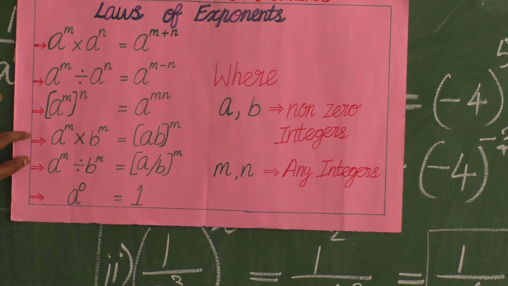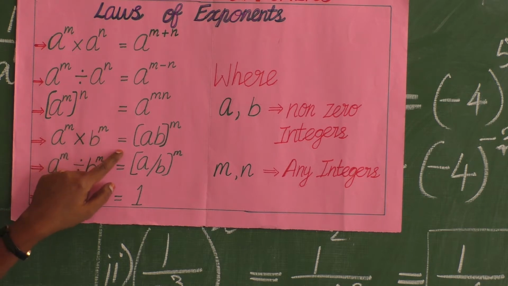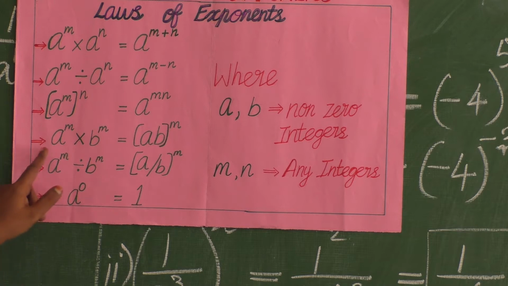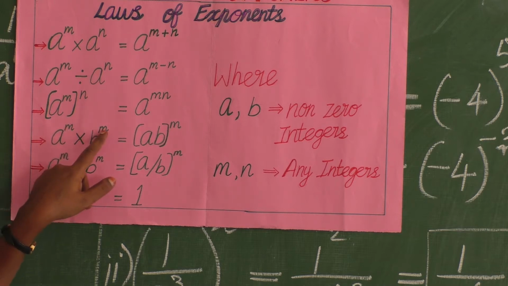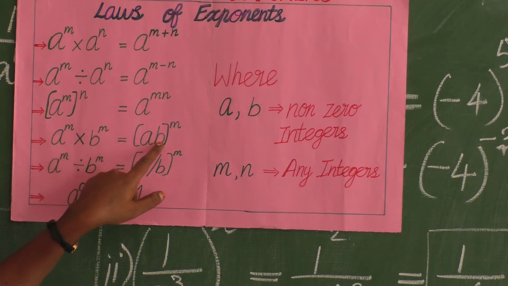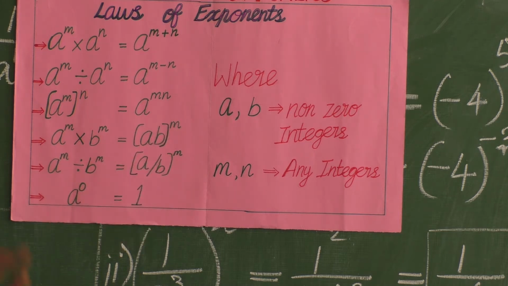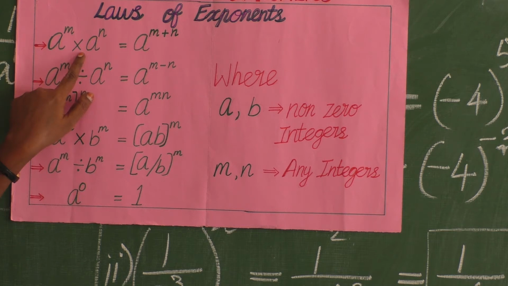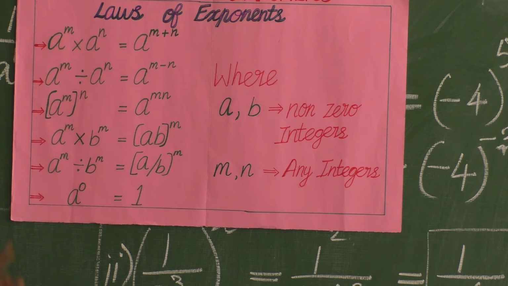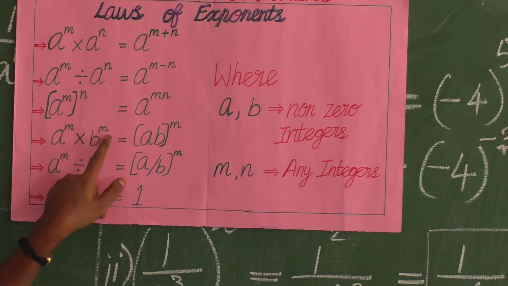Okay, come to the fourth law: a power m into b power m is equal to a into b, the whole power m. How do you read this formula? A power m into b power m is equal to a into b, the whole power m. Actually, what is the difference between the fourth law and the first law? Here also multiplication, here also multiplication. Here the bases are the same and the powers are different. Here the bases are different and the powers are the same.